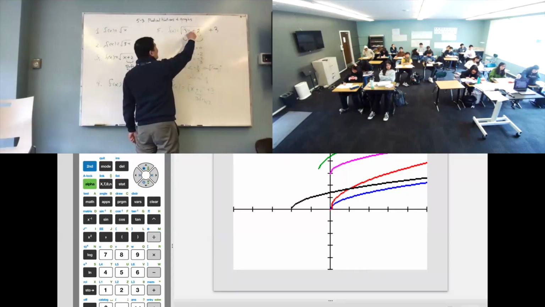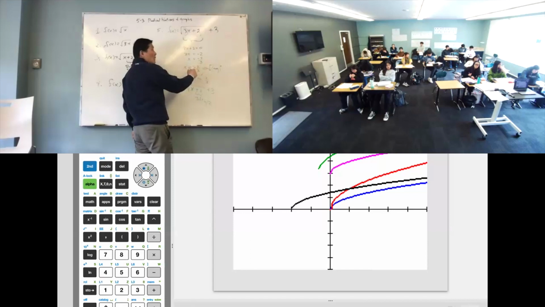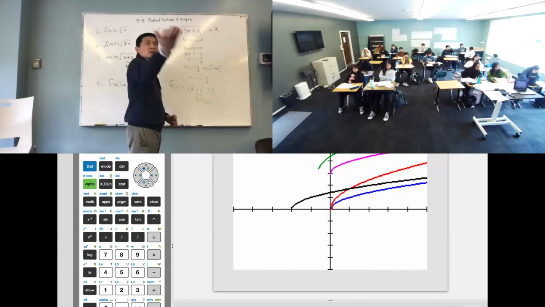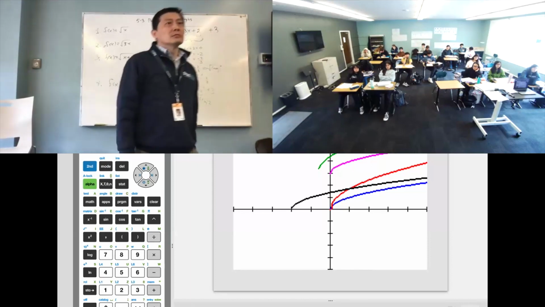But because there's a 3 right here, that means you have to look at this whole thing. What x value do you put in here that will make this whole thing 0? Oh, it's negative 2/3. So that means that if this x is smaller than negative 2/3, then this whole thing is going to become negative, and then you're going to get an imaginary number. Make sense? That makes sense, right?